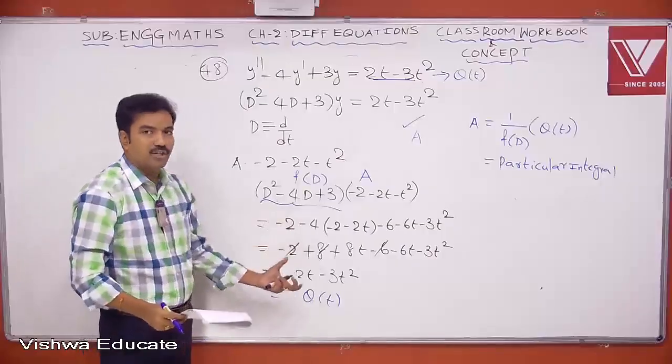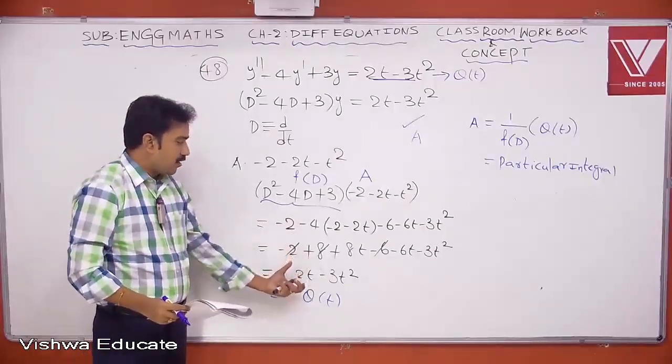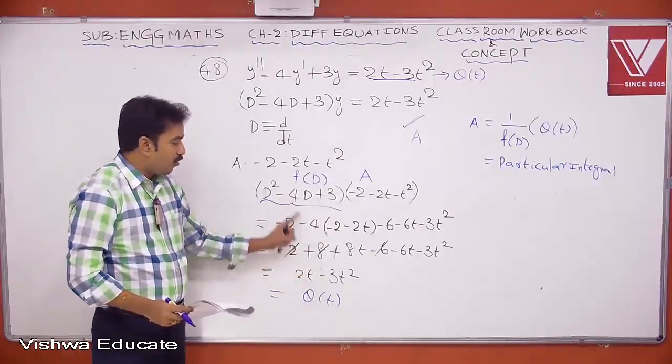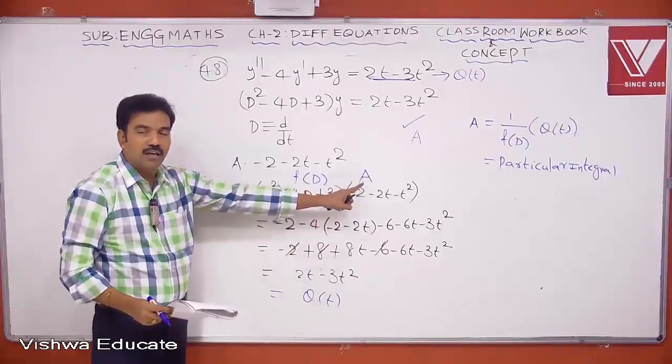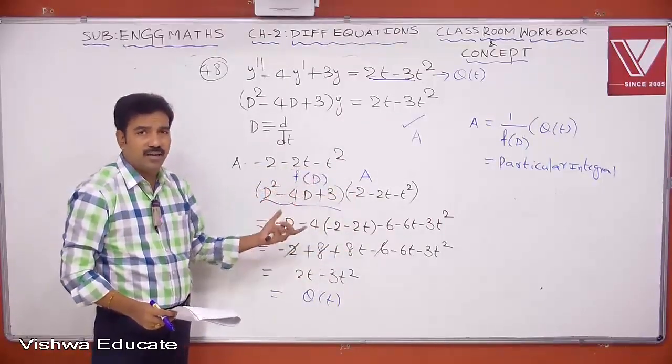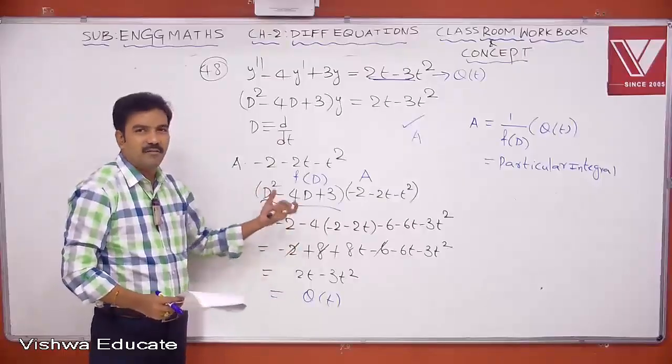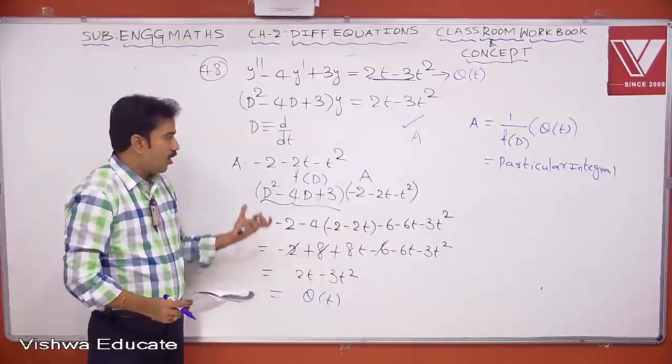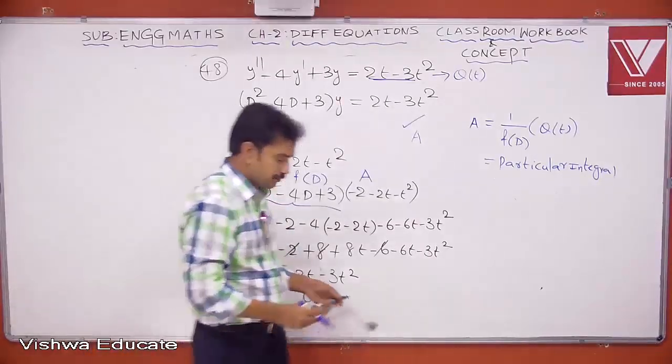Simple, just by verification of options, we got that particular integral is A. Suppose if you don't get Q of t when you apply option A, just do the same verification by taking option B or C or D. Verification takes a very small fraction of a second. Okay. So option A is the right answer.